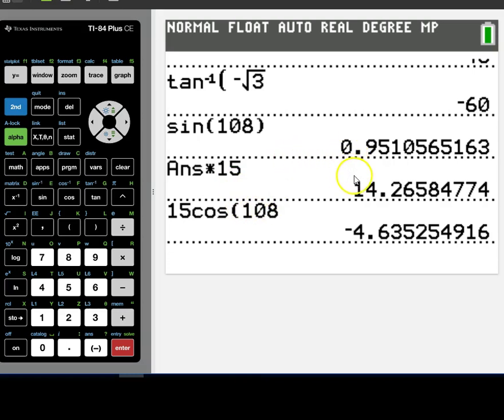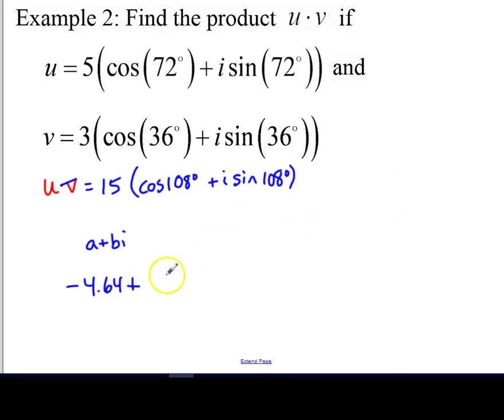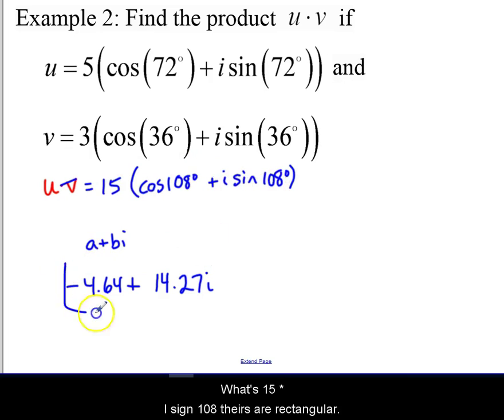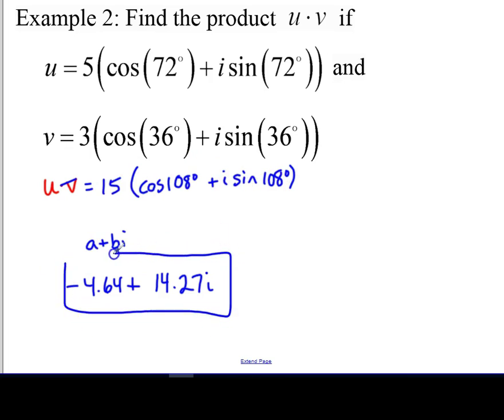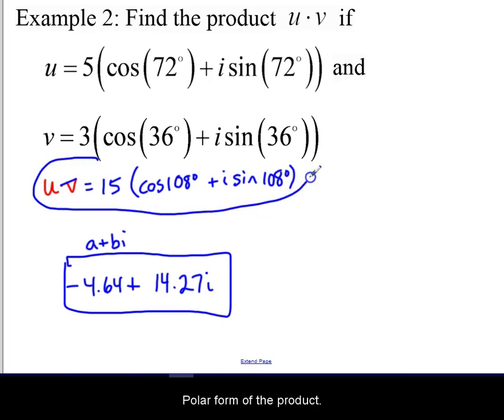So 15 times the sine of 108, so 14.27. Again, it's 15 times I sine 108. There's our rectangular form of the product. There's our polar form of the product.